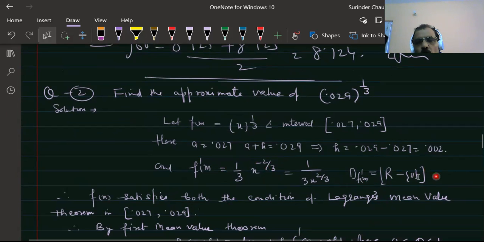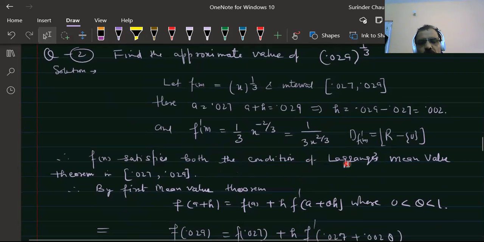So now 0 does not belong to this interval. So the domain of this function is given, f dash x, all real numbers except 0. 0 is not in this interval, so f(x) is differentiable in the open interval 0.027 to 0.09. So if it is differentiable, it is therefore continuous. So we can apply Lagrange to the interval 0.027 to 0.09, and it is between a to a plus h.